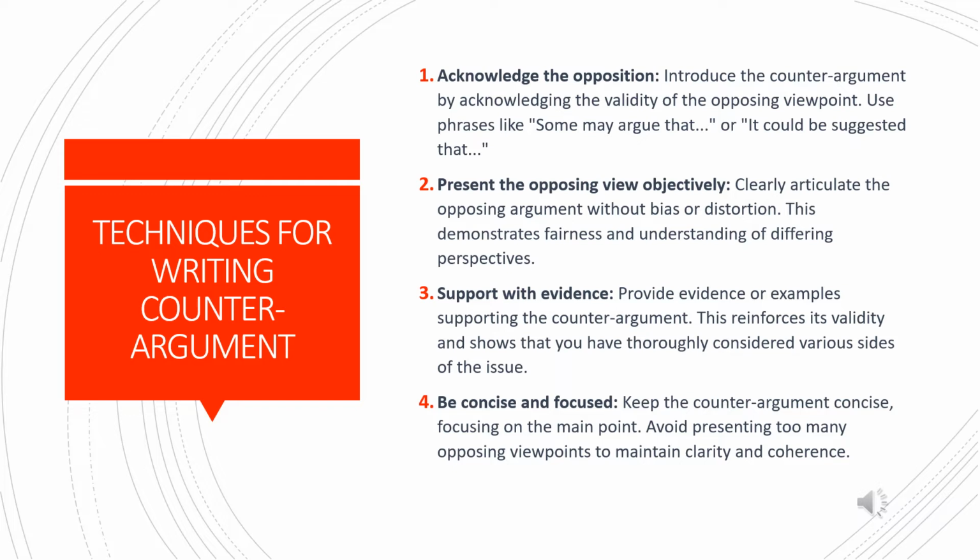Secondly, we need to present the opposing view objectively. Clearly articulate the opposing argument without bias or distortion. This demonstrates fairness and understanding of differing perspectives. Since we have to write about an opposing view, something opposite of our initial stand or belief, we have to remember to write it in an articulate and fair manner. This shows our unbiased perspective on the issue.